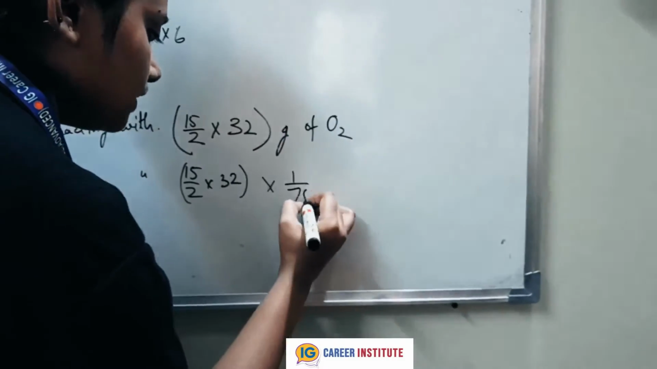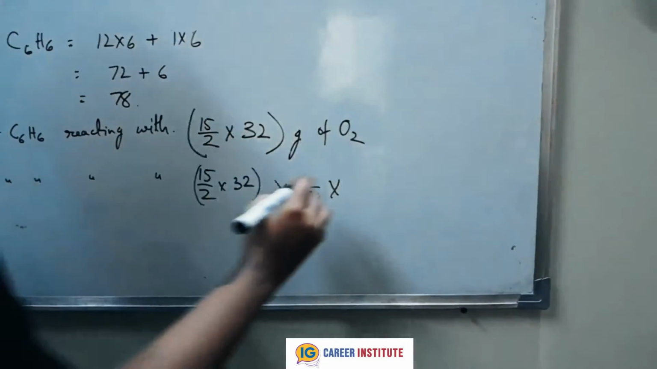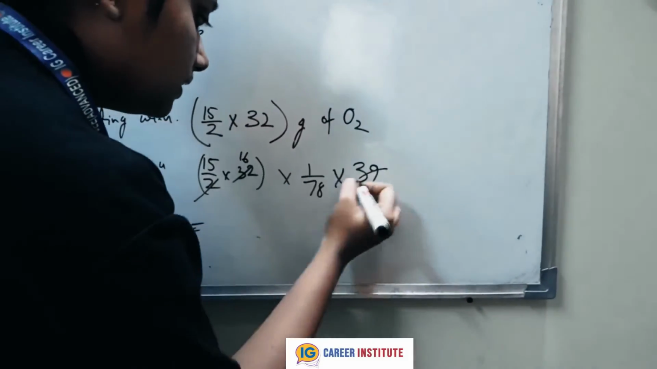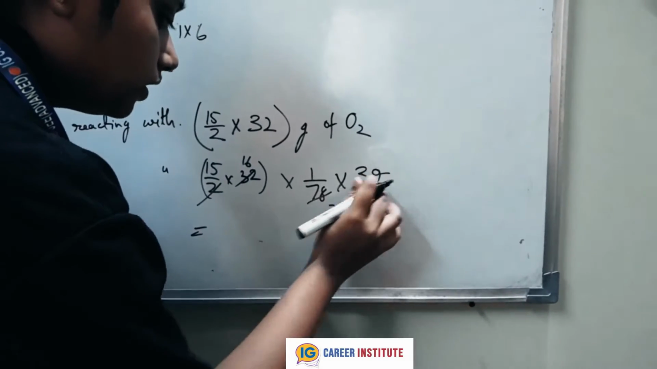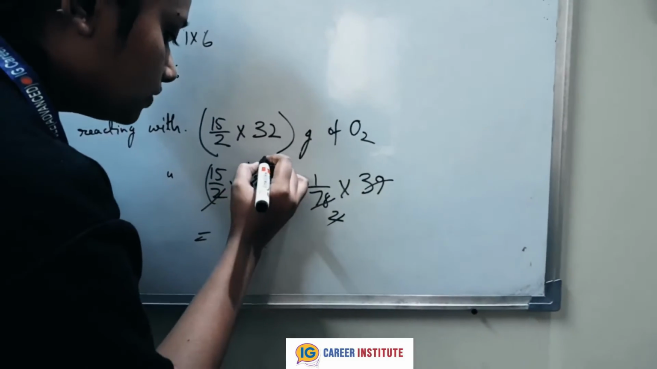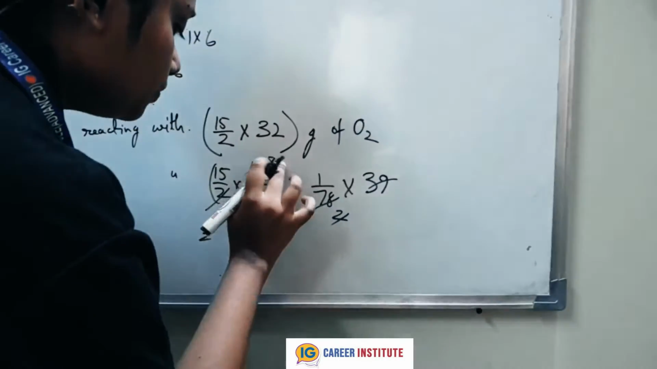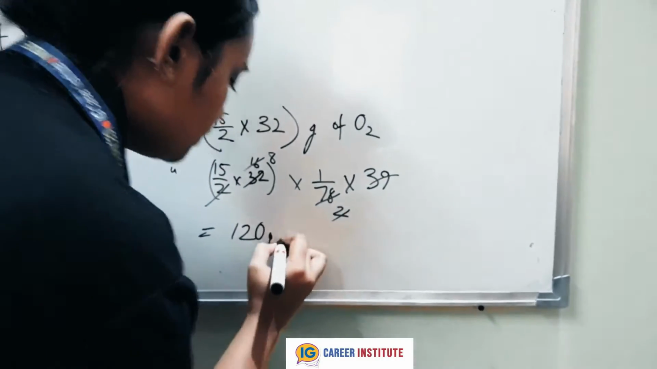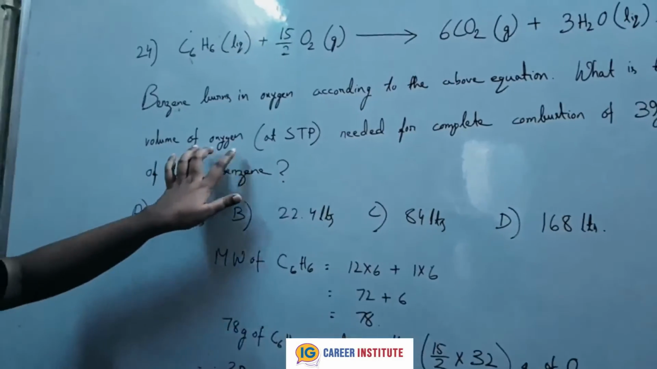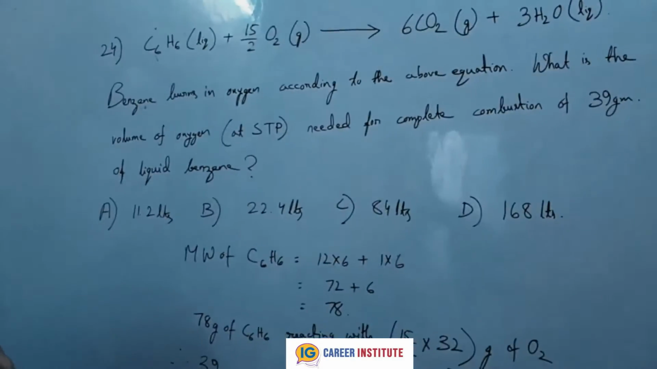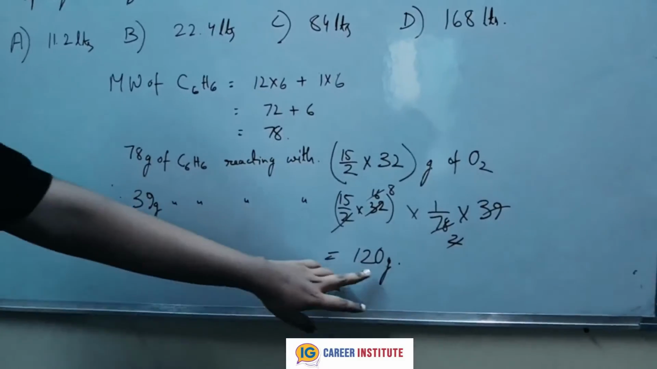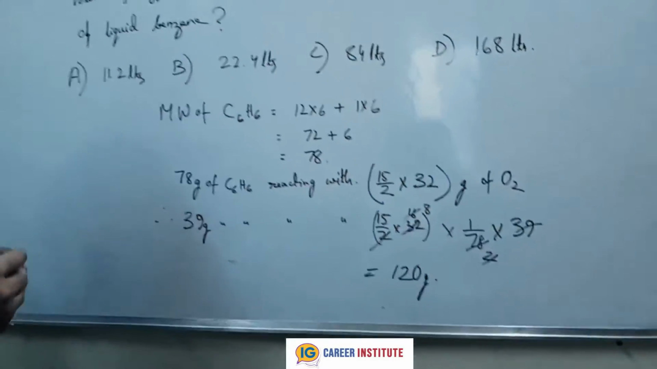So therefore 39 gram of C6H6 will be reacting with 15/2 into 32, divided by 78, that is into 1/78, into 39. So this is coming out as 216, this is 2 into 39, 78 will cancel out, 2 will come here, 2 then cancelling out 16, and 8 will come here, so 15 into 8, that is coming out as 120 gram. Now the answer is how much oxygen is required to react with 39 gram, we have to answer it in terms of volume, and our answer has come in terms of weight. So we have to convert this weight into volume.